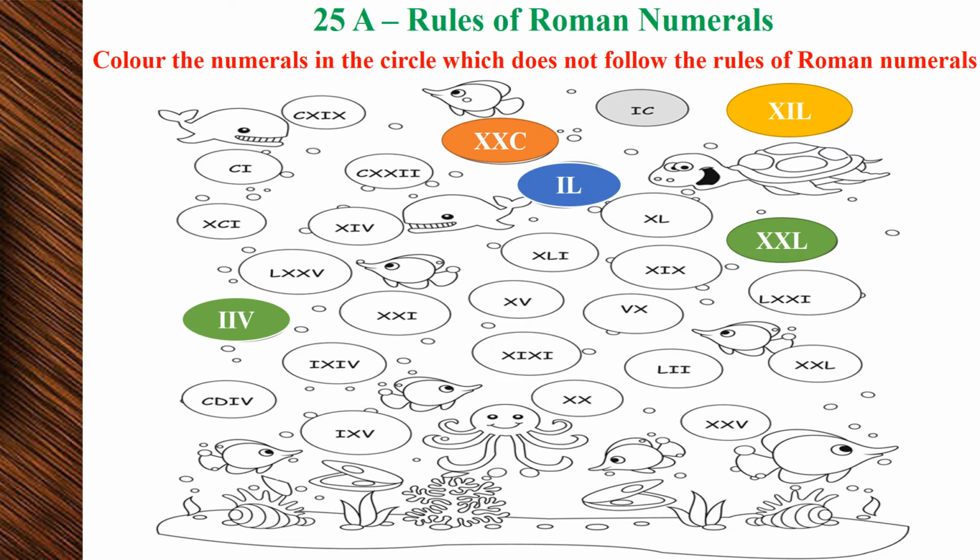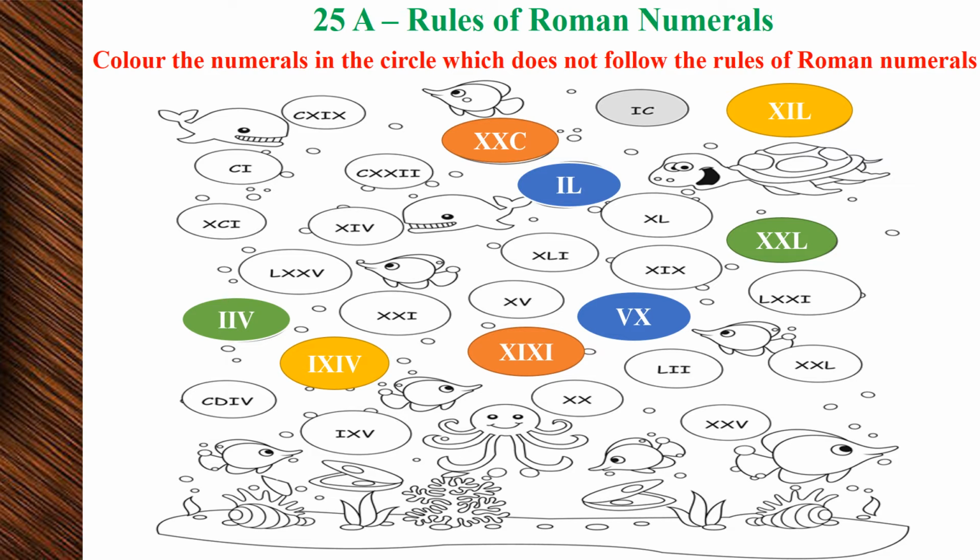IIV. Here 2I are followed by V. It is also wrong. So it is colored. Next VX. There is no rule to write VX. Okay, so it is wrong. It is colored. The next one is IXIV. So this is also wrong.